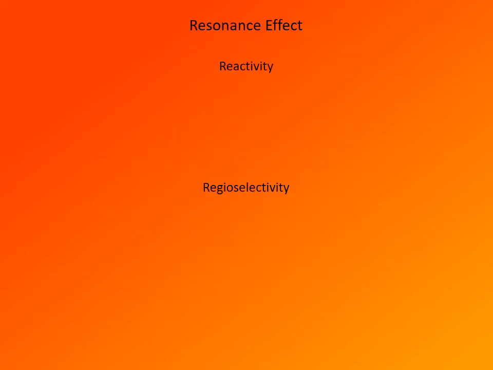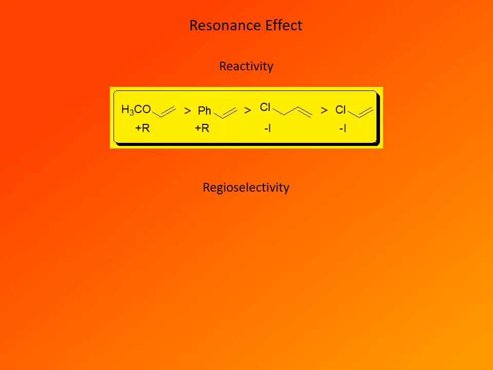Besides the inductive effect, the other electronic effect is resonance effect that we have covered in this video. As a general rule, resonance effect is stronger than the inductive effect. And of course, it has effect or impact on reactivity of alkenes. Here we have 4 alkenes arranged in the decreasing order of reactivity.